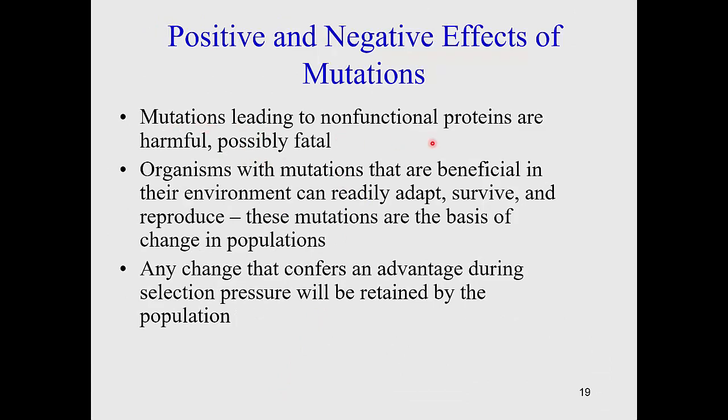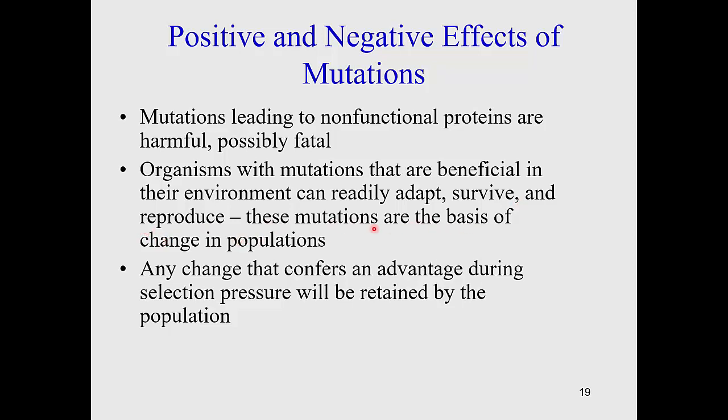If mutations happen and they make non-functional proteins, proteins that do not work like they should normally, then that can be harmful. And if these important proteins are not working properly, it could be fatal to the cell and the organism. On the other hand, there are organisms that have mutations and they actually do better. The mutations are good for them. Maybe it helps them adapt better. Maybe it helps them survive better. Sometimes they help them reproduce better.